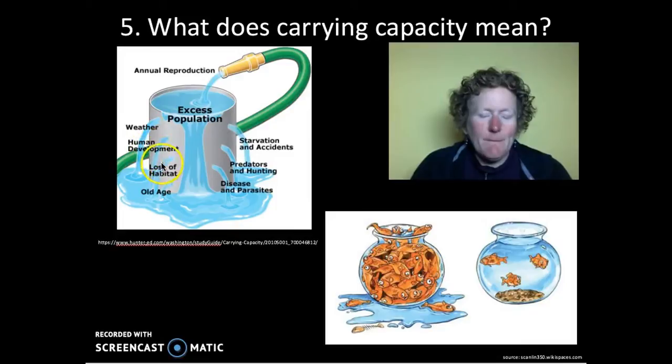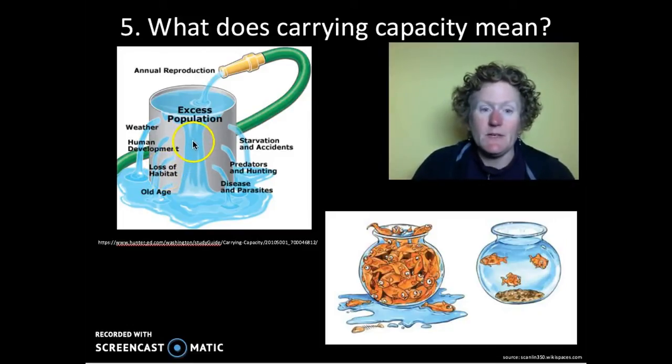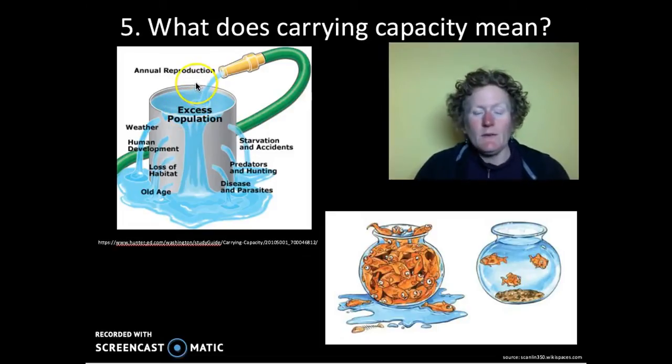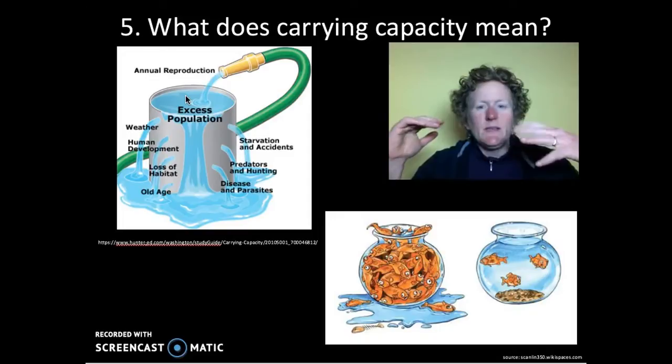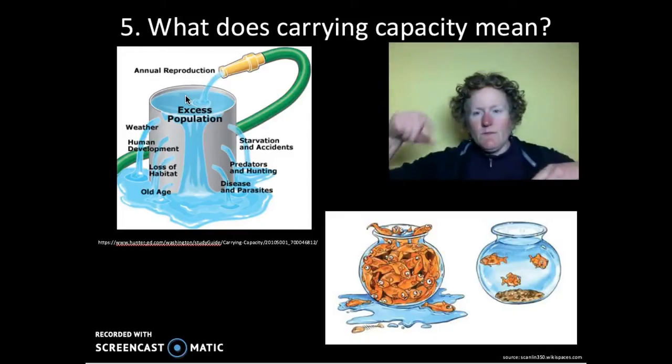These are things that cause populations to die off: starvation, predators, diseases, human development, loss of habitat. That's for perhaps a deer population here. And of course, annual reproduction is deer being born. So you can see these are the outs and this is the in. And so the population tends to stay at a kind of level. It'll vary a little bit, but as the can demonstrates, there's a level which the population usually varies around.